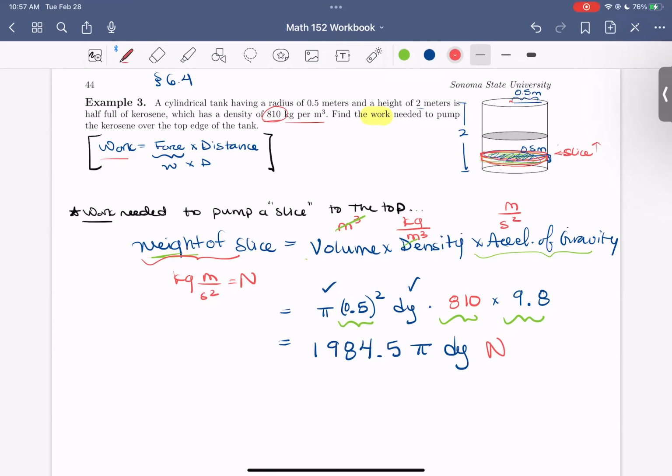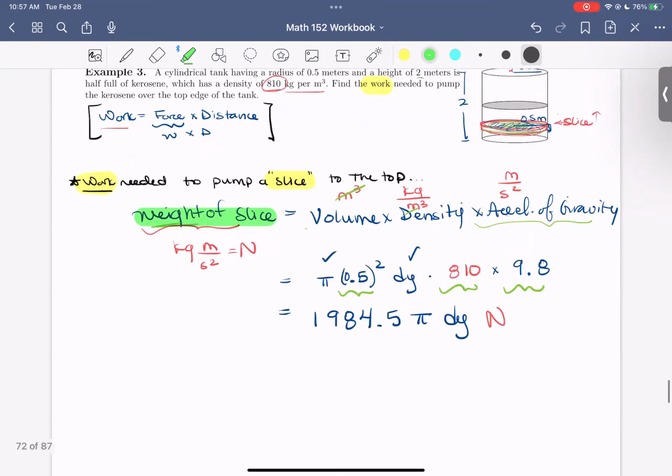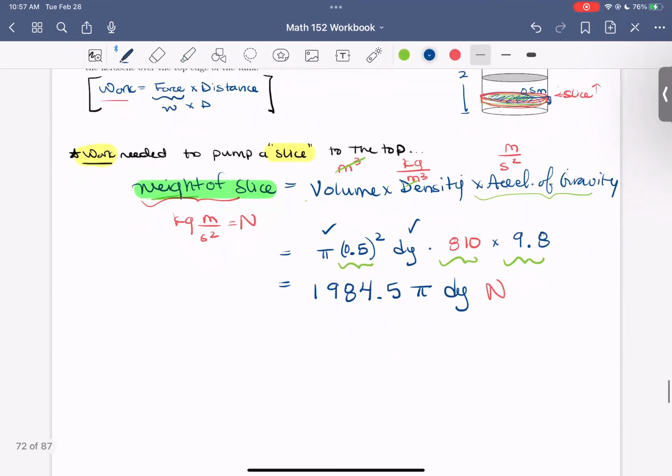Okay, so again, our goal is to find the work needed to pump a slice up. We computed the weight, which is the force needed to pump the slice up. So now we just need to compute the distance traveled by the slice. So we'll write that out: distance traveled by slice.